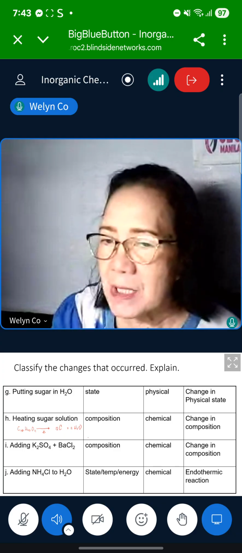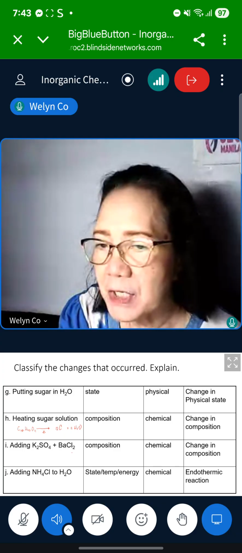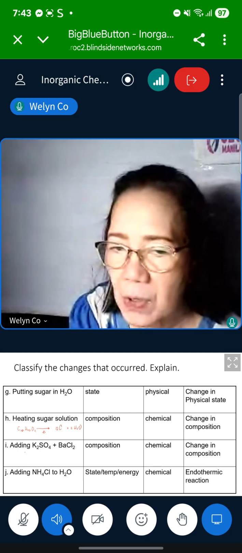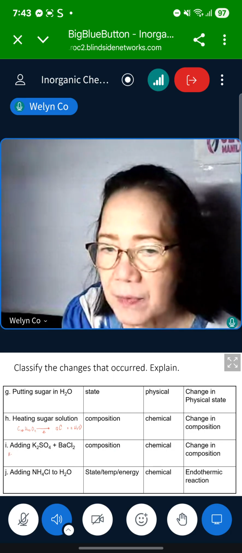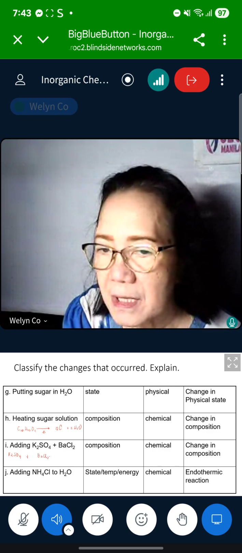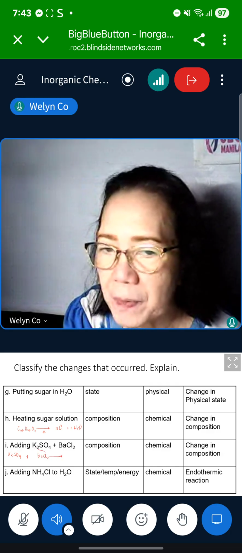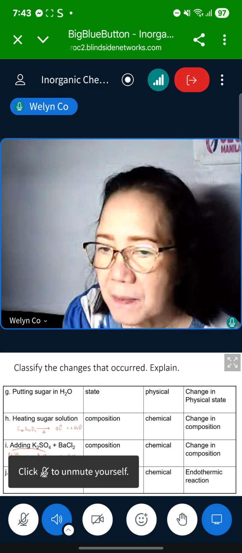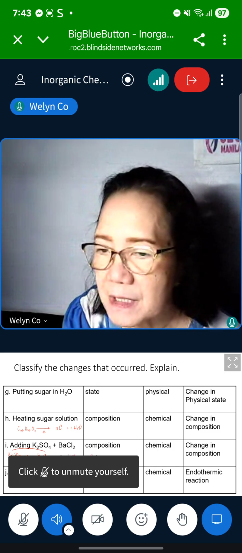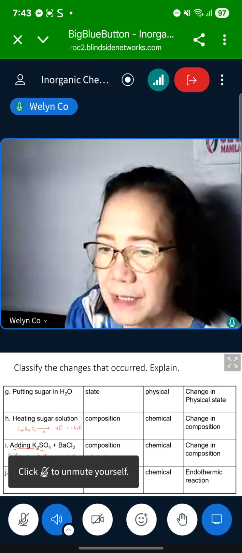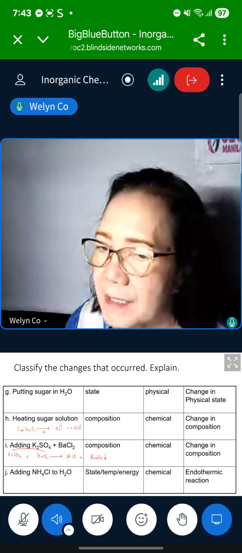Okay? So by adding the potassium sulfate and barium chloride solution, it also changes in composition. Here is potassium sulfate plus your barium chloride. This is where we have the changing of partners. It becomes KCl plus your barium sulfide. Ito yung white precipitate na nakikita natin. It's the barium sulfide. Okay?